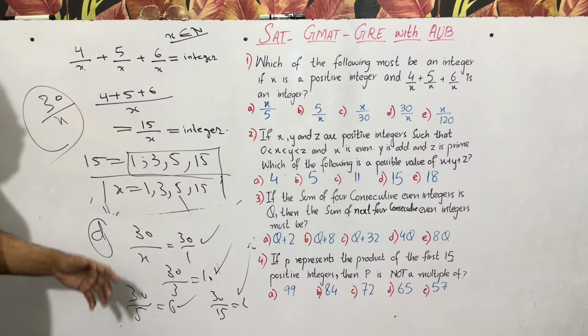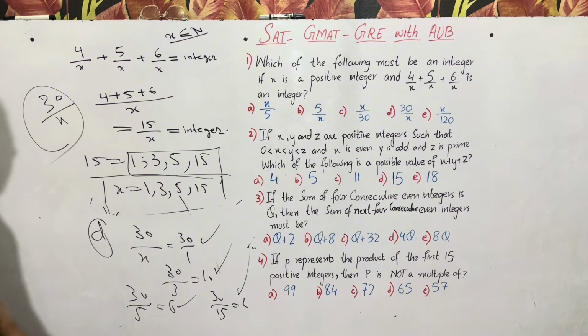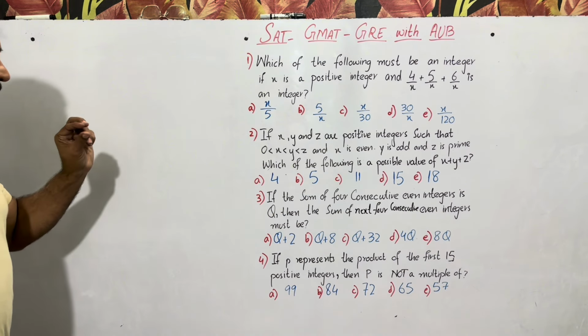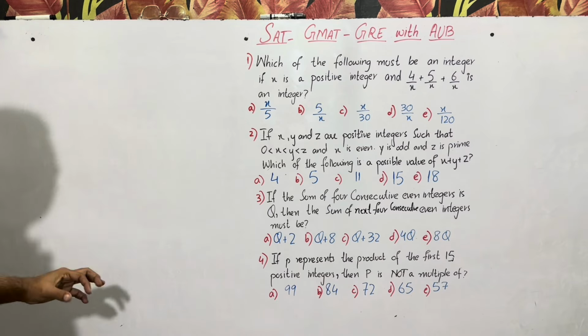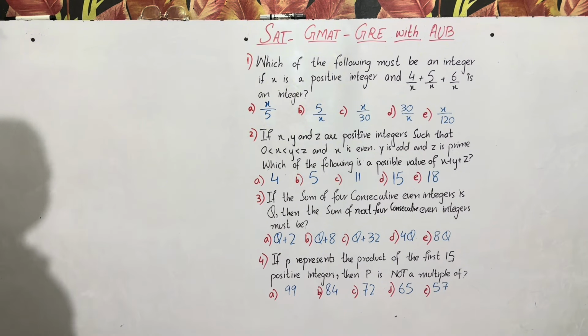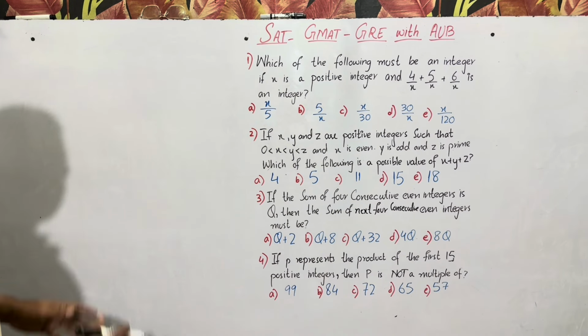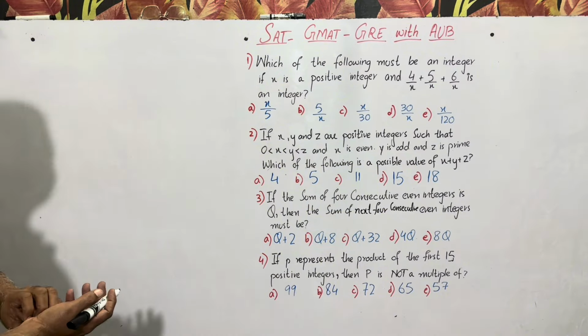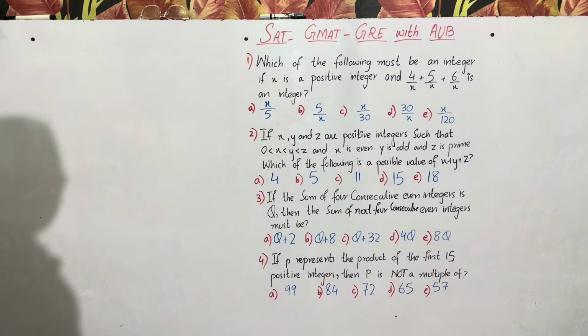Moving towards the next question, it reads: if x, y, z are positive integers such that 0 is less than x, x is less than y, y is less than z.